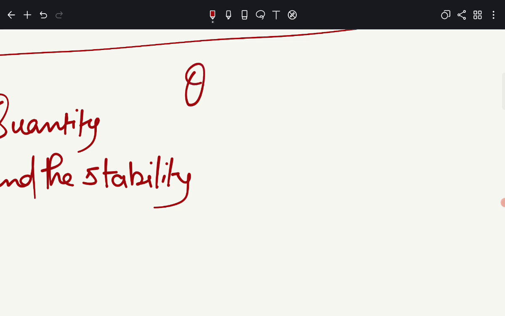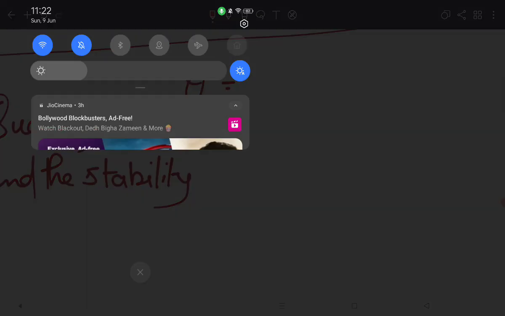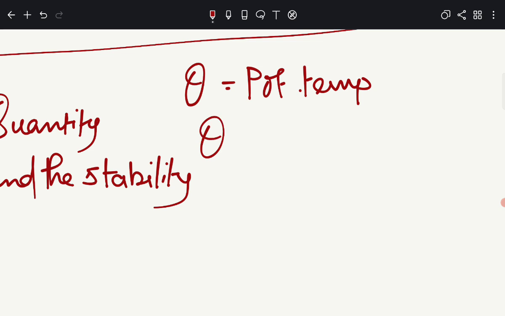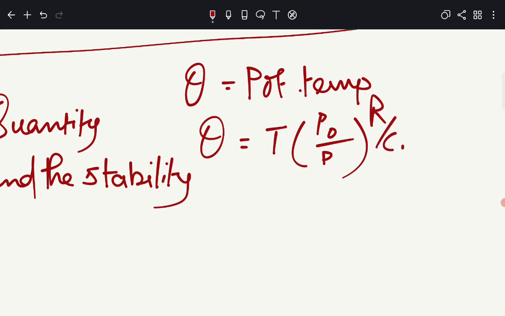So if we are going with this as the potential temperature, consider this: theta equals potential temperature. And how will we calculate theta, what is the formula? It is T times (P naught by P) to the power R by Cp, if I'm not wrong. What is P naught and what is P, I will tell you later.